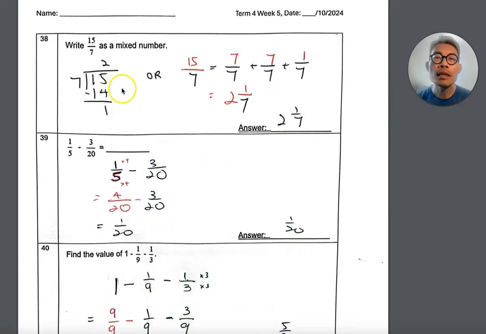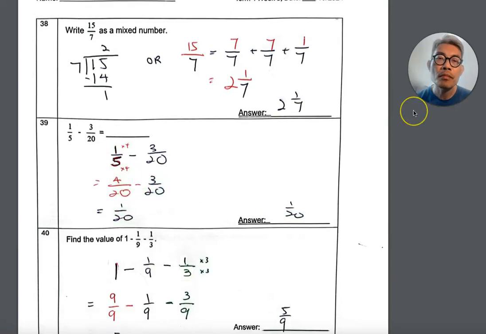Next one, a similar kind of question, write as a mixed number. I'm not going to go through this. To subtract fractions, as I mentioned earlier, you've got to change all the denominators to be the same. I can change 5 to 20, so I multiply by 4. Numerator multiplied by 4, I have 4 minus 3, I have 1. How about the denominator? We don't do anything to it, let's keep it the same. So it's 1 over 20.